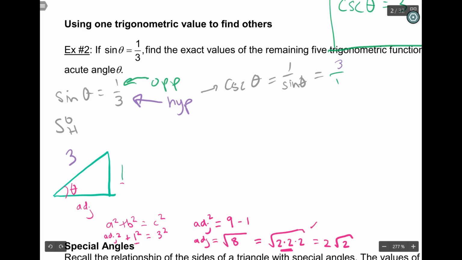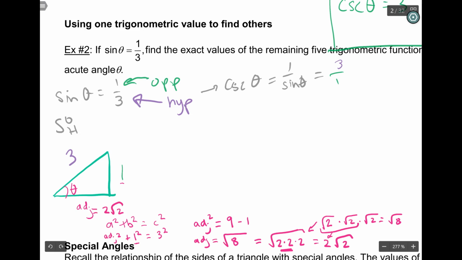If you don't understand that, here's 5 seconds to explain. So if you take the square root of 2 times square root of 2 times square root of 2, that's the same thing as saying the square root of 8. Here, square root of 2 times square root of 2 will equal 2, and then times square root of 2. Okay, that little aside. So we know the adjacent is going to be 2 square root 2.